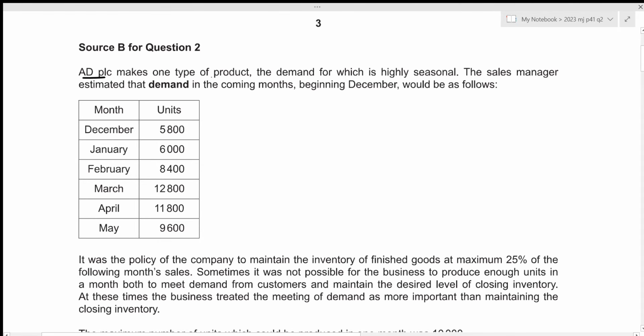AD PLC makes one type of product and the demand for which is highly seasonal. The sales manager estimated that demand in the coming months, beginning December, would be as follows. So we can just understand these as our sales units because these are the demands.